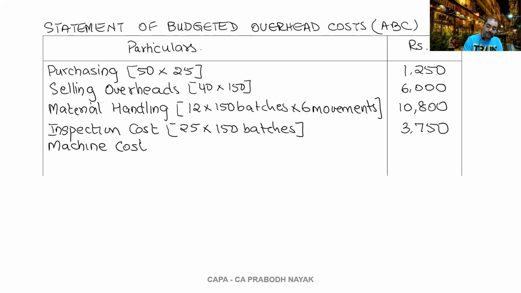Machine costs, it is 3 rupees per machine hour. How many machine hours have we utilized? Output is 15,000 units, and the machine hours per unit is 0.1. So 15,000 units into 0.1 is 1,500 hours. So 1,500 into 3 is 4,500.